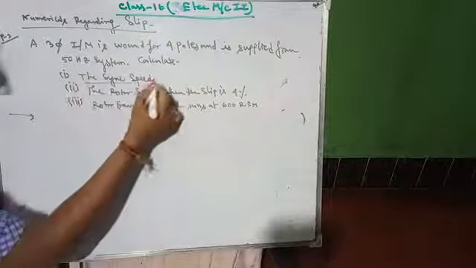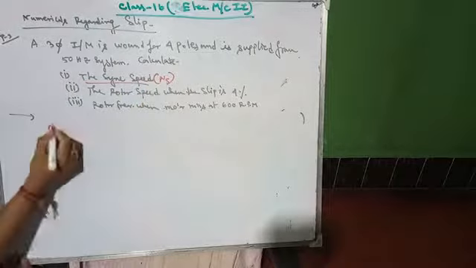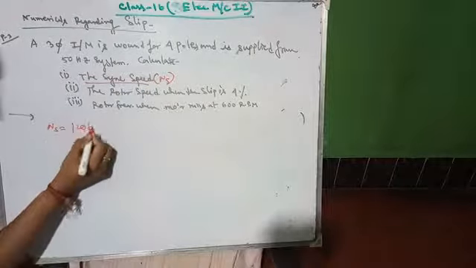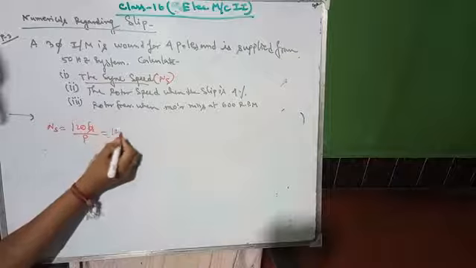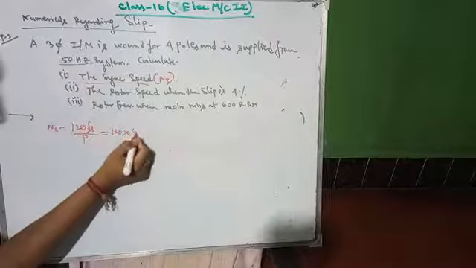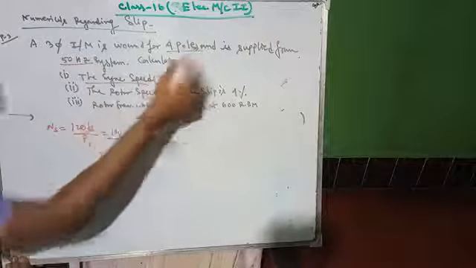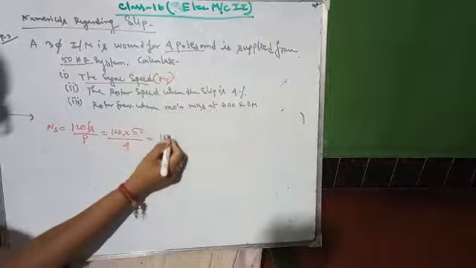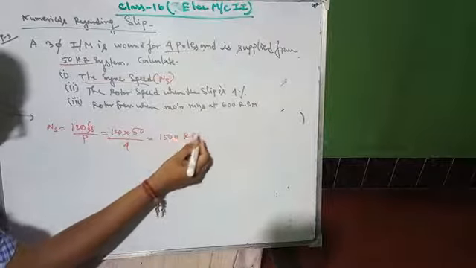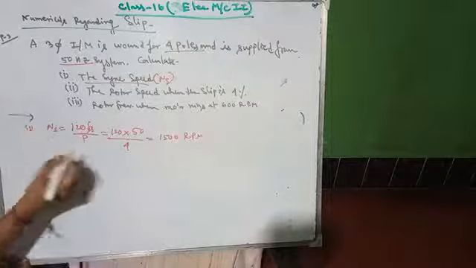Synchronous speed means nothing but Ns. So Ns equals 120 Fs by P, a very popular formula. Fs equals 50 Hz and poles equals 4. So that will be equal to 1500 rpm, right? 1500 rpm. Our first answer is coming.